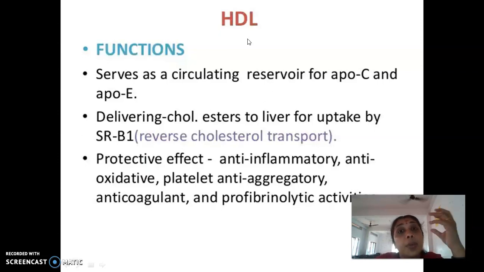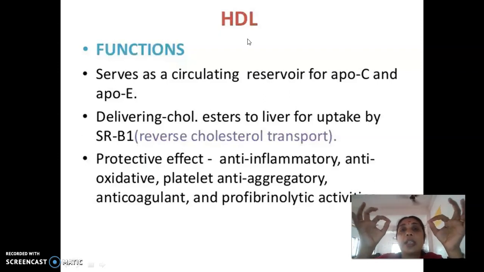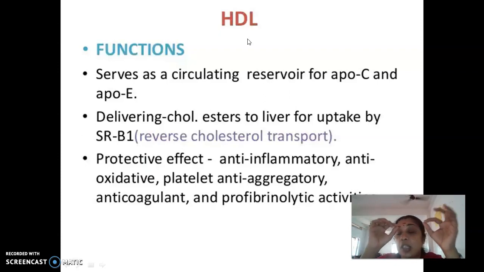So what is the purpose of this esterification? It is so that the cholesterol esters can be packed into the lipoproteins and transported easily, right? In the case of HDL, the esterification is happening with the help of PUFA. It is not any other fatty acid which is coming and getting attached. The hydroxyl group at the third position of the cholesterol molecule is esterified with polyunsaturated fatty acids.